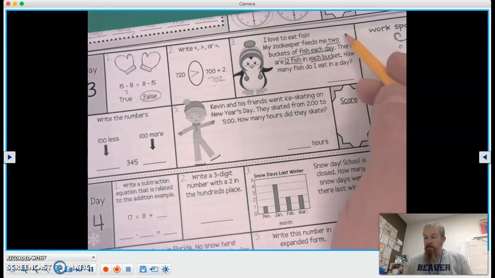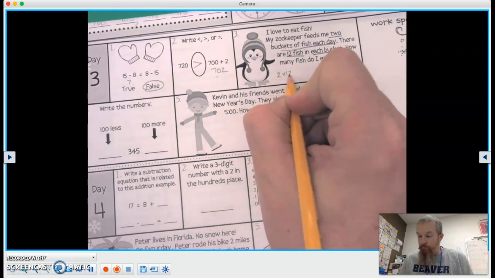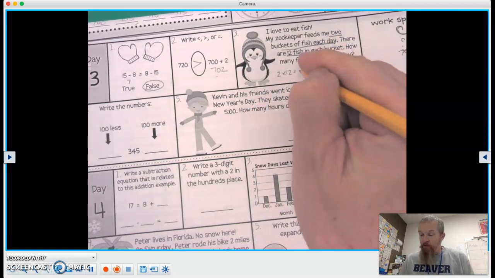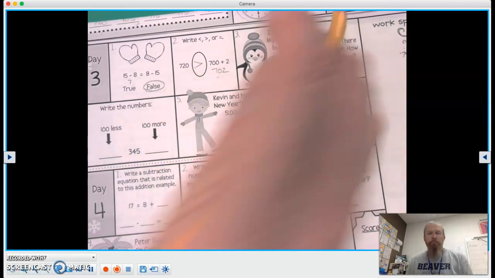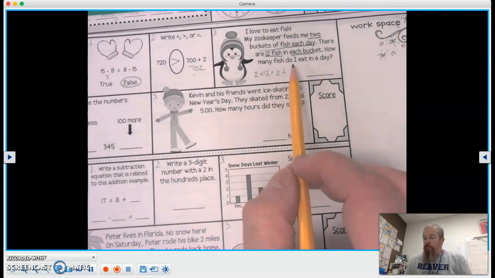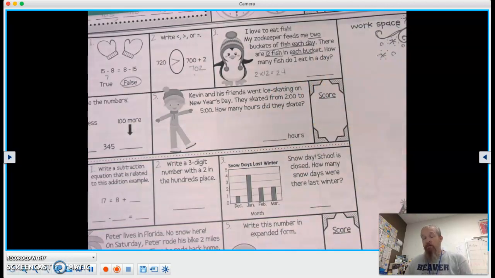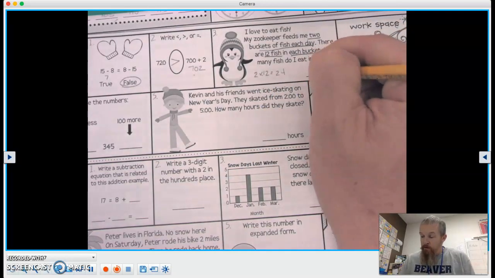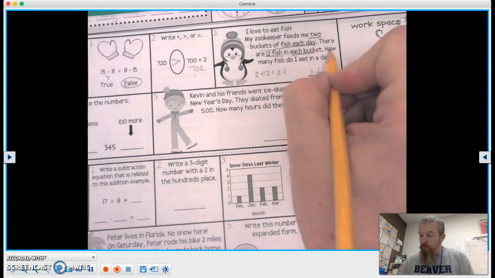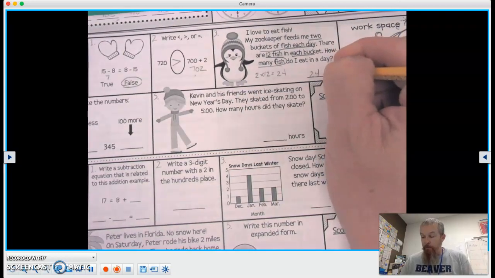So 2 buckets of fish, and there's 12 in each one. So 2 times 12 equals 24. Or 12 plus 12 equals 24, right? So how many fish do I eat in a day? I eat 24 fish. 12 in the morning, 12 in the afternoon, 24. So underline how many, circle fish, 24 fish.